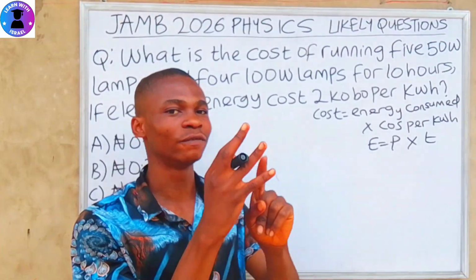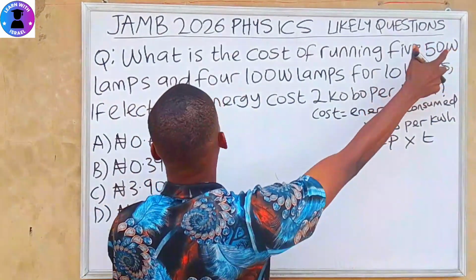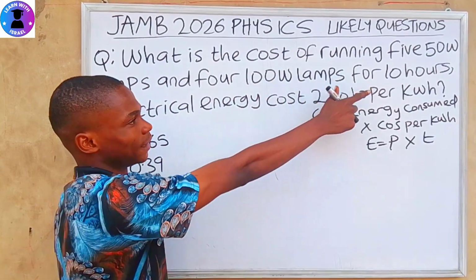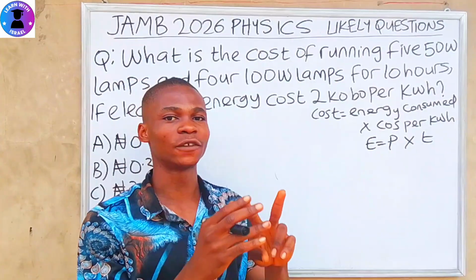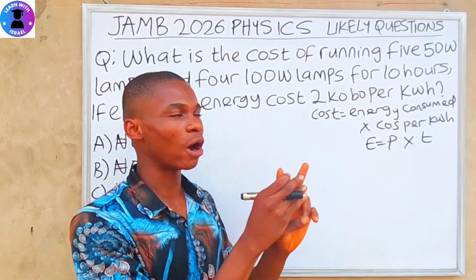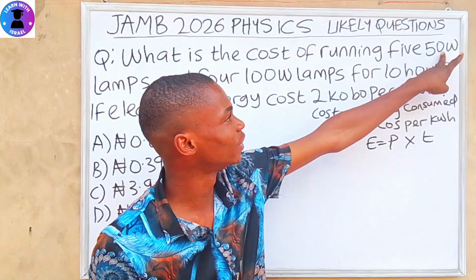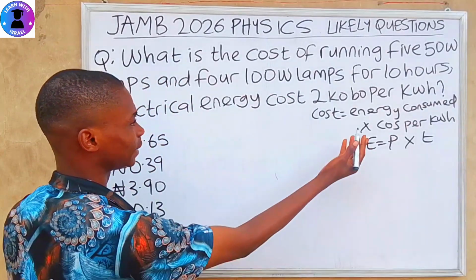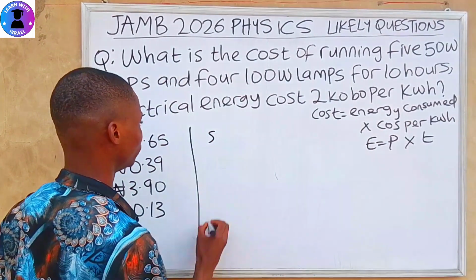We need to calculate for the first power, which is the 50 watt lamp, and the 400 watt lamp. So we need to calculate for the power. We have two powers. The first one here, which is 50 watt, and the second one, which is 100 watt. So for the first power, that will be step one.